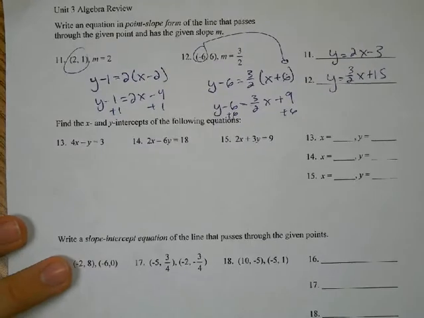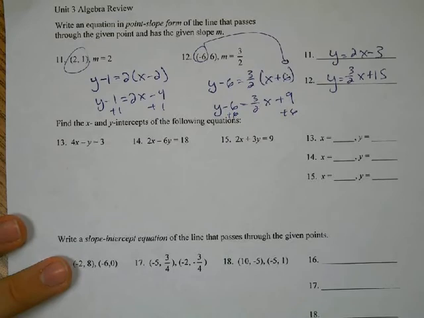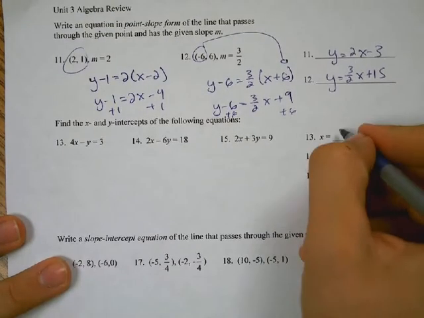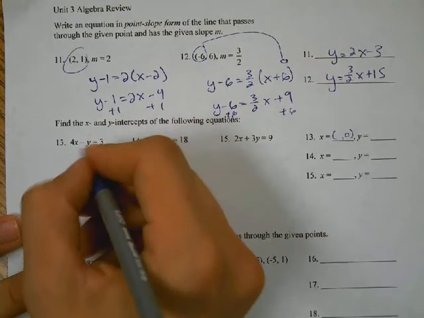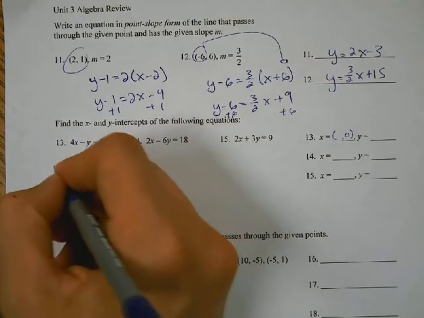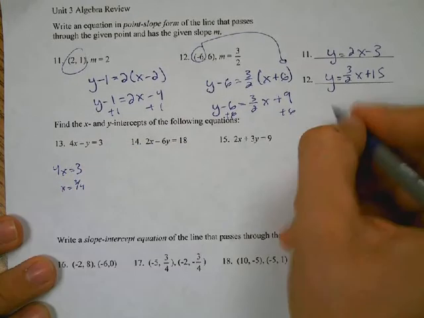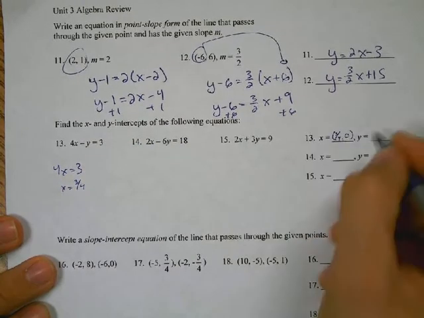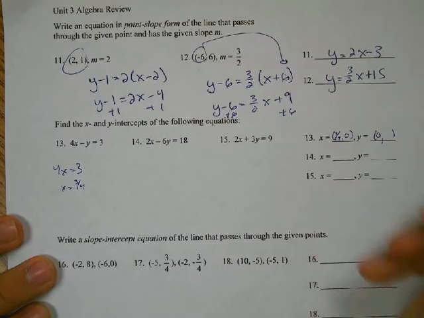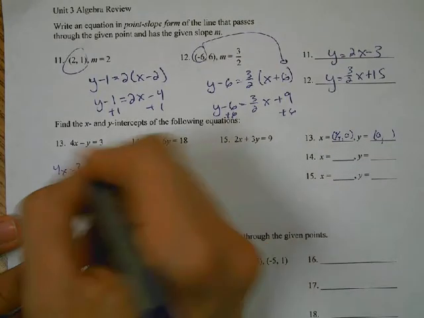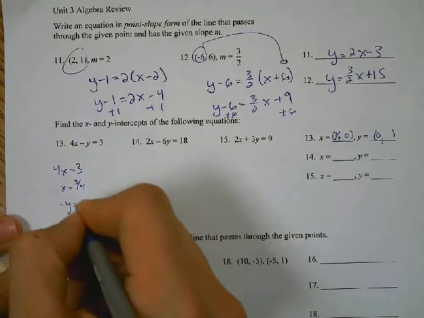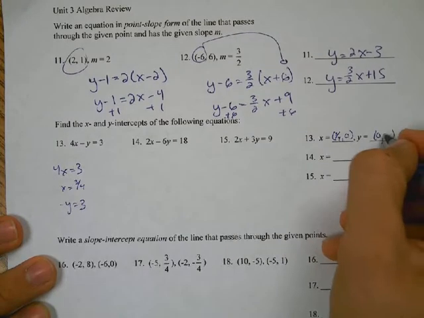Find the x and y intercepts. My x-intercept, I know y is 0, so I can just throw a 0 in for y. That gives me 4x is equal to 3. X is equal to 3 over 4. My x value when y is 0. My y-intercept is where x is 0. So again, the x will be 0, gives me negative y is equal to 3. So y is equal to negative 3.